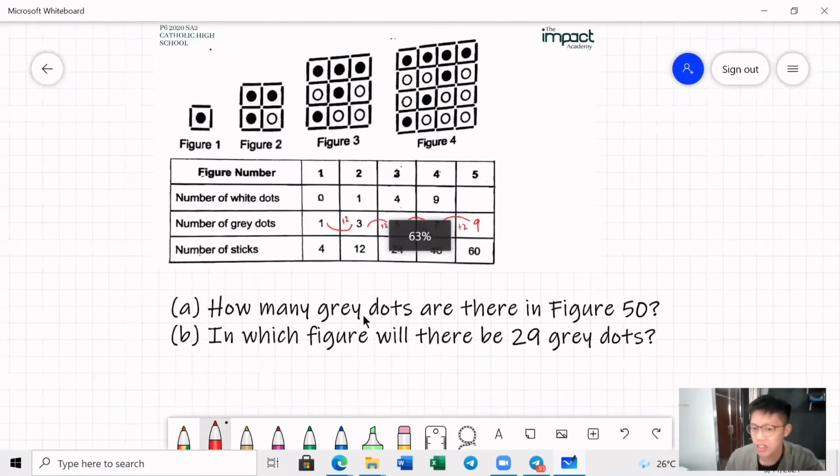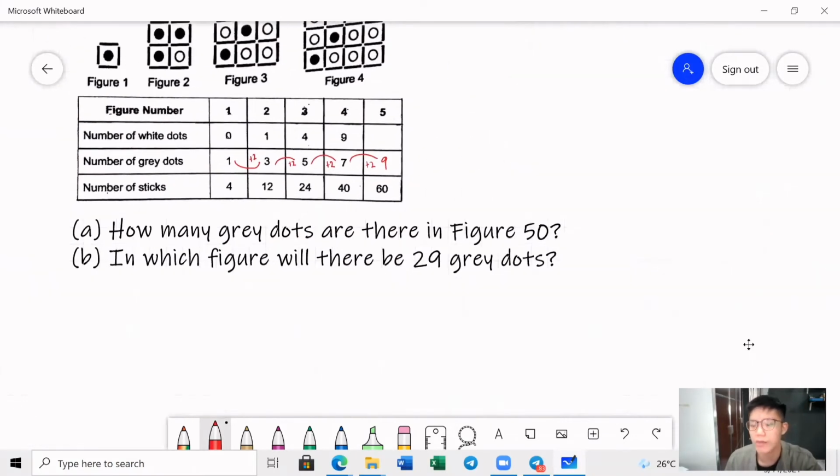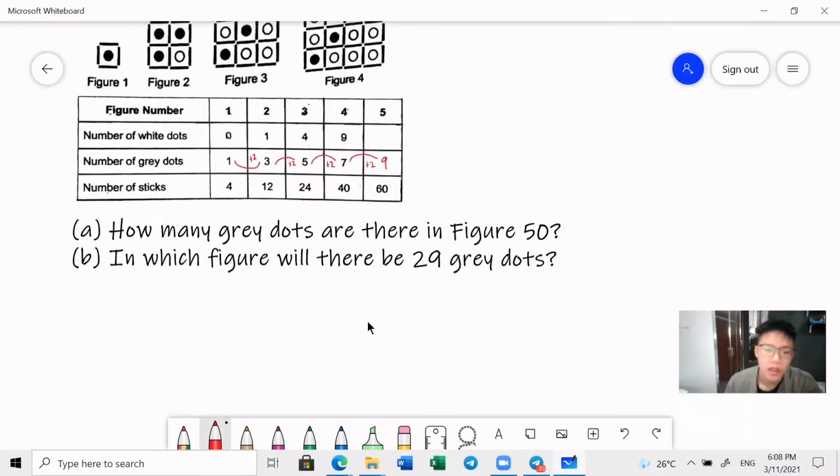Okay, then now once you're done with that, you want to look at the question, right? Over here, they're asking you, how many gray dots are there in figure number 50? Let's use the formula. An equals to A1 plus bracket n minus 1 times d. Now, as you can see over here, what is the unknown? They will only ask you for this, right? So what is the unknown over here? The unknown is actually the number of gray dots, which means to say this is the unknown.